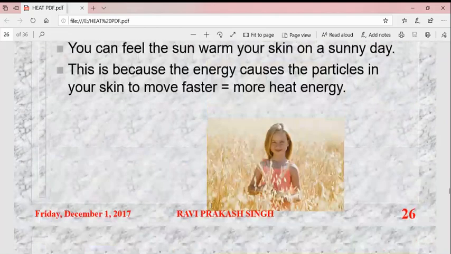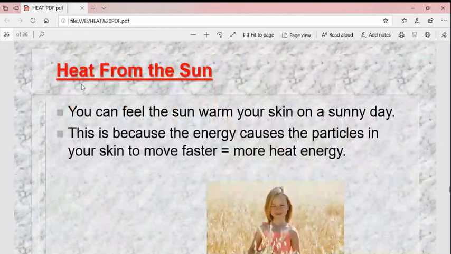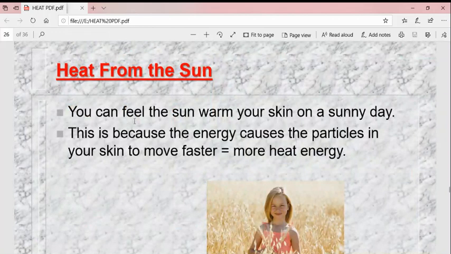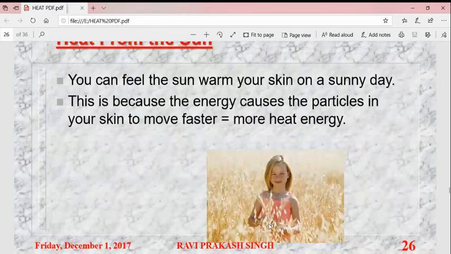For that, we have one activity based on this radiation. Before that, here you can see heat from the sun. You can feel the sun warm your skin on a sunny day. This is because energy causes particles in your skin to move faster, which means more heat energy. So when heat is radiated from the sun, you feel hot because the particles in your skin move faster. When the movement of molecular particles in your skin is faster, that means a greater amount of heat is absorbed by your skin.